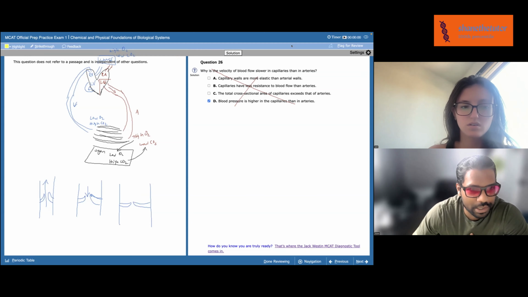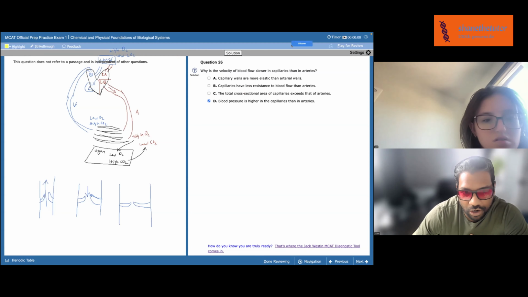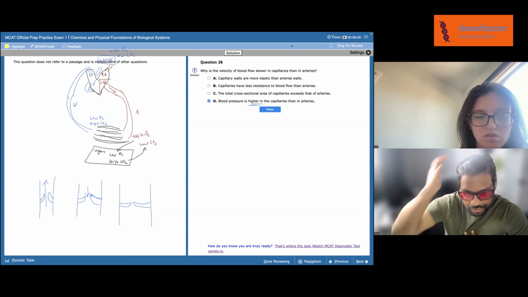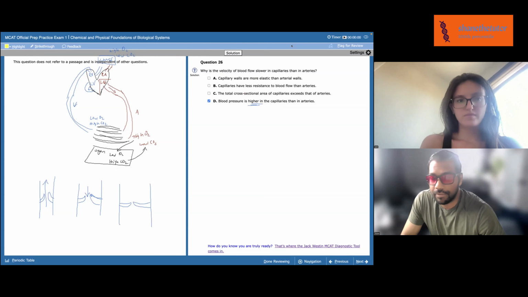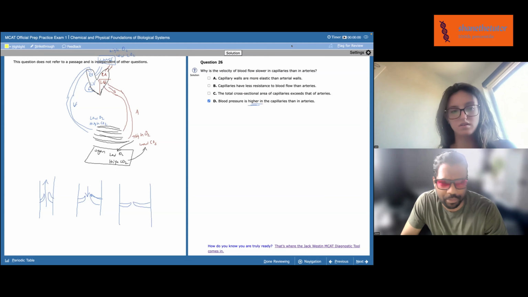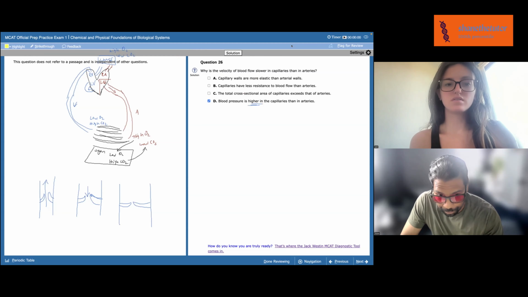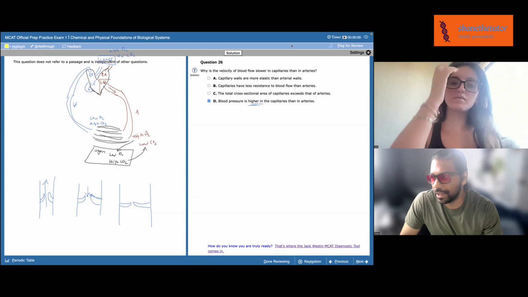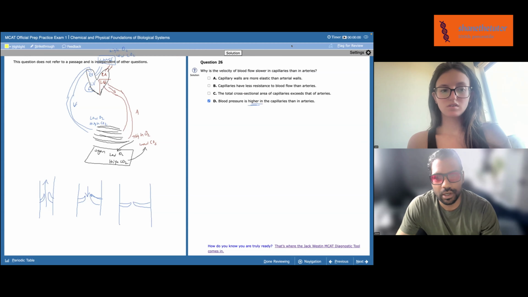Now if you look at the choices here, they're asking why blood flow is slower in capillaries than in arteries. As you said, the blood pressure is not going to be higher in the capillaries because you'd probably burst them, but the arteries will have the highest blood pressure just because that's where the blood has to pump to go into the rest of the body. So it won't be D. Now, what about these other choices?